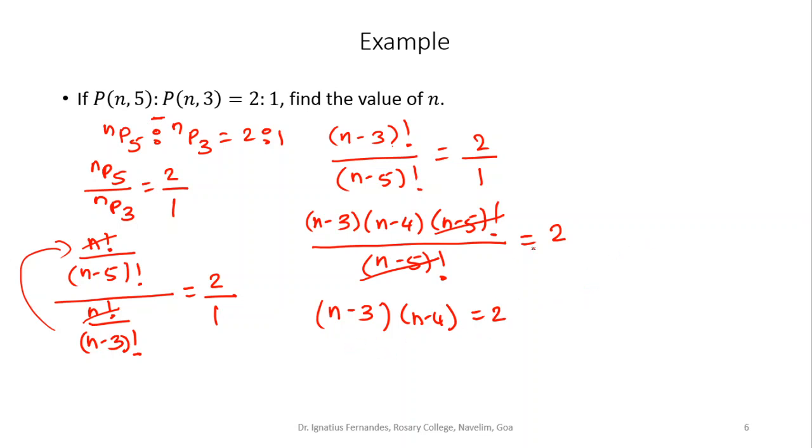What I can do is I can simplify this. N into n is n square, n into minus 4 is minus 4n, minus 3n, and minus 3 into minus 4 is plus 12. This is equal to 2. Or I have n square minus 4n minus 3n is minus 7n plus this 12, and this 2 I shift on the left, so it will become minus 2. So 12 minus 2 is 10, that is equal to 0.